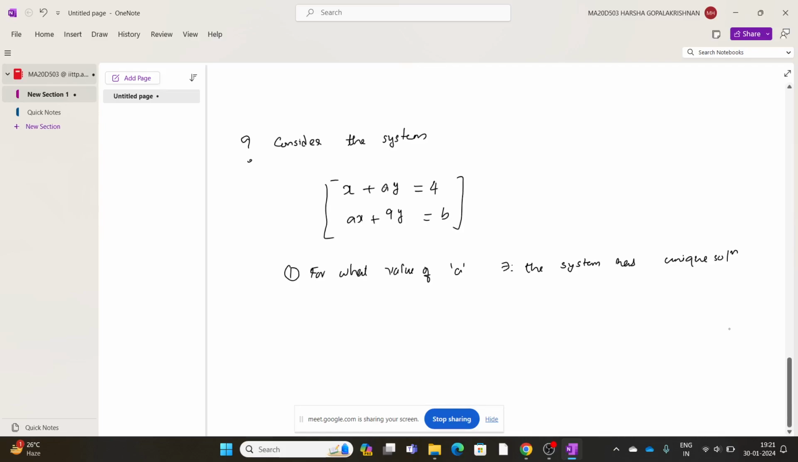See, this is our system. While I am writing these questions, maybe you can just write the augmented matrix and reduce it to row echelon form and find the value of a for which the system has a unique solution. You can do it in between. I will write the second question also.